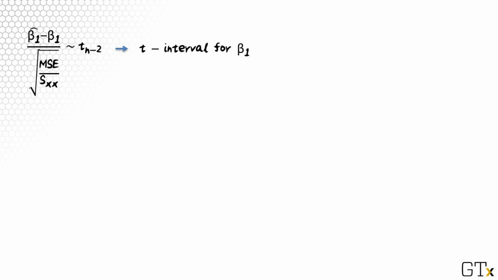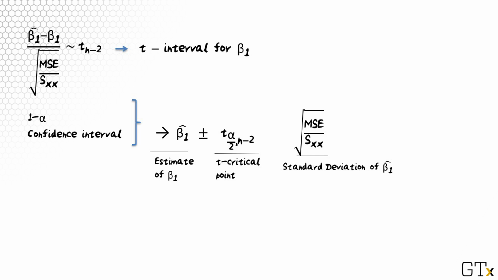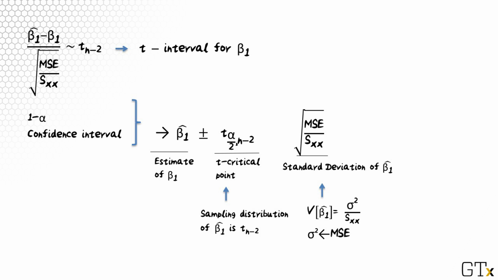Again, the sampling distribution of the estimator beta 1 hat is a t-distribution, and if we want to obtain a 1 minus alpha confidence interval, then we can center the confidence interval at the estimated value for beta 1 plus or minus the critical point t, which comes from the fact that the sampling distribution is a t-distribution, and we carry over the degrees of freedom n-2. Alpha over 2 comes from the fact that we want a 1 minus alpha confidence interval, and we multiply this critical point with the standard deviation of beta 1.